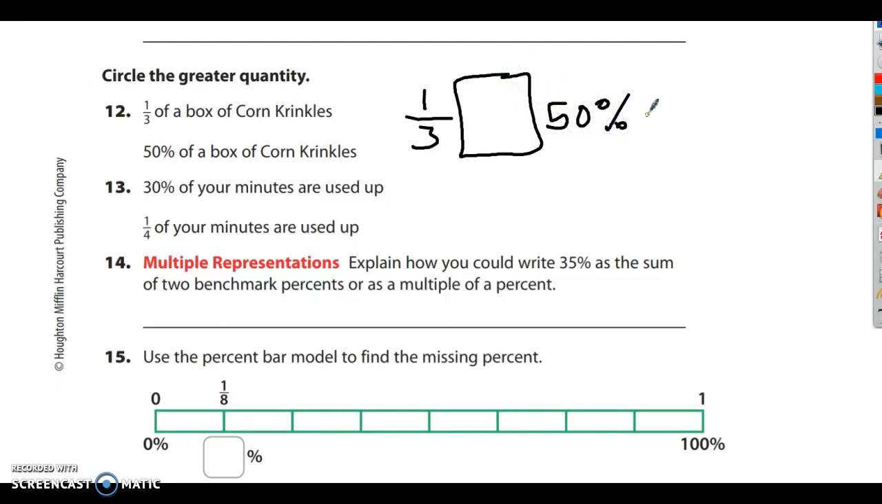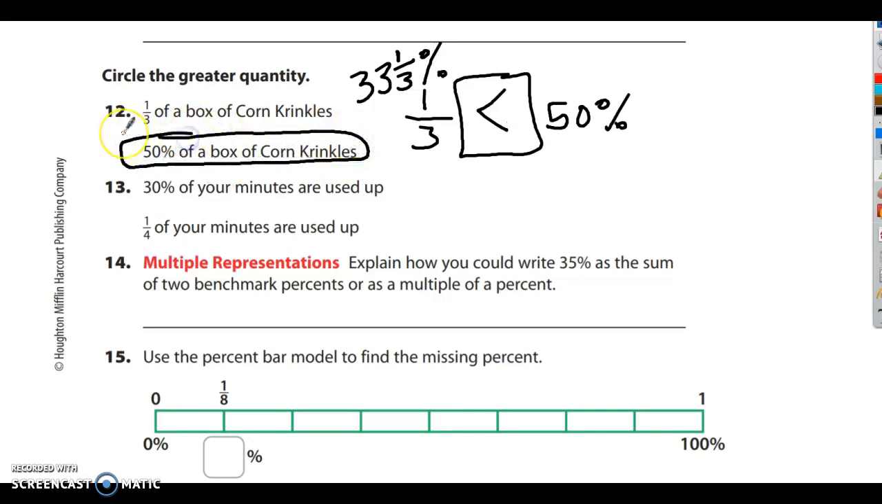And there's different ways to think about this. You could draw a picture, or you could convert. 1/3 is the same as 33 and 1/3%. Well, 50% is greater than 33 and 1/3%, so I'm going to circle 50%.